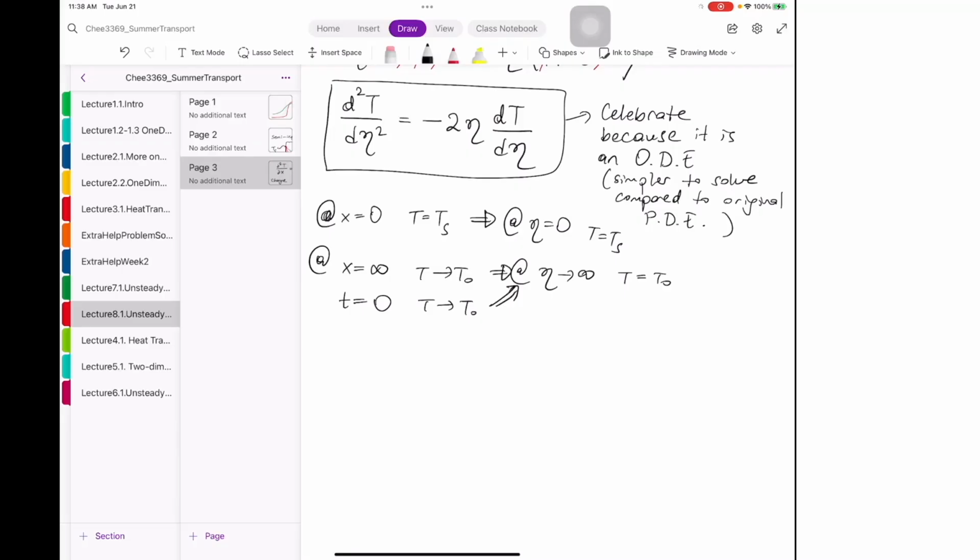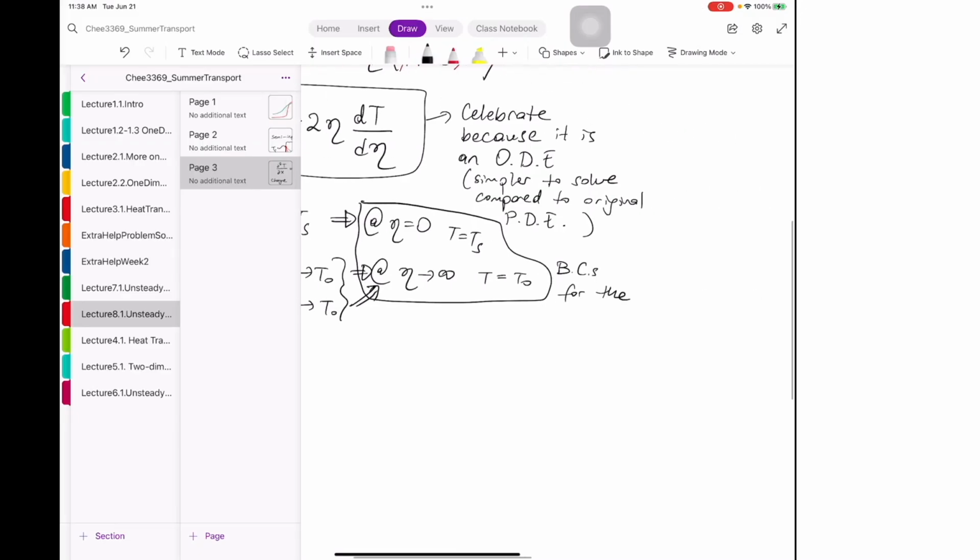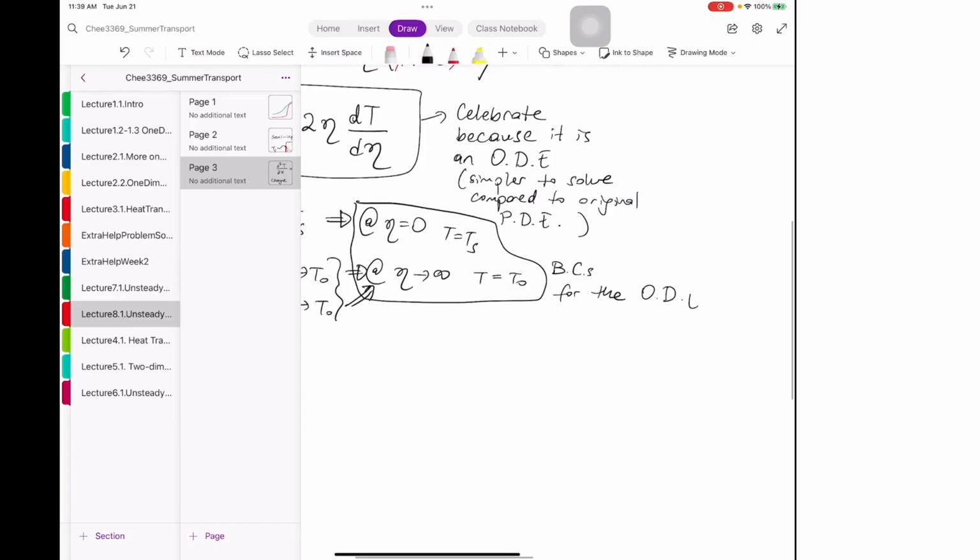So the two boundary conditions gave us the same boundary condition, which makes sense because going from a partial differential equation to an ordinary differential equation, you need two boundary conditions now, not three, because you have one variable on which T depends. So these are your boundary conditions for the ordinary differential equation. Okay.